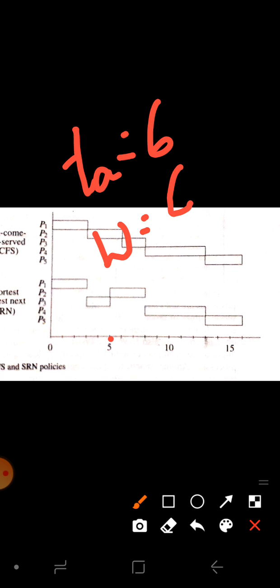According to the table, P2 arrived at 2, but it completes its work at time unit 8. Right, it completes at 8, but it arrived at 2. Therefore, the turnaround time will be 6, whereas the weighted turnaround time will be turnaround time divided by service time. The service time is 3, therefore weighted turnaround time will be 2.